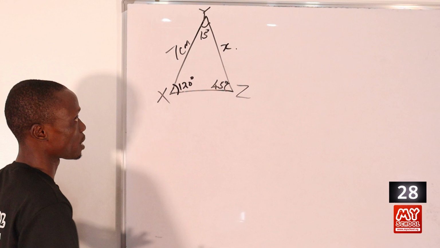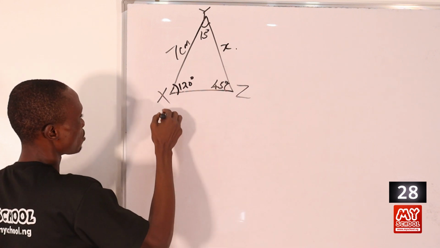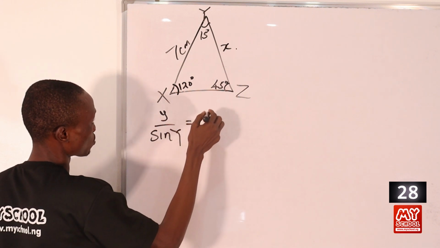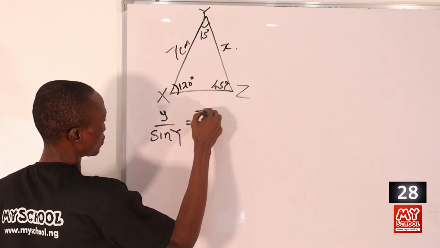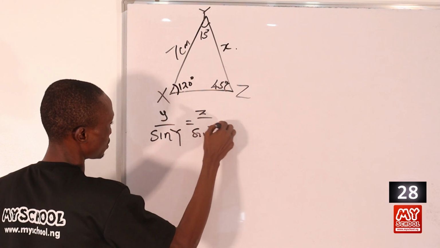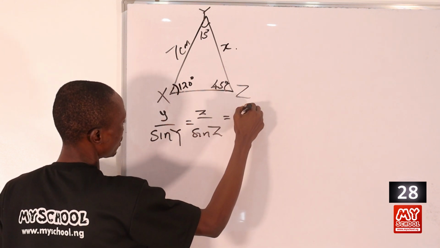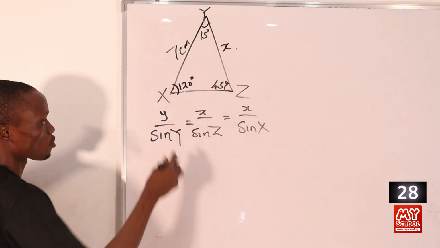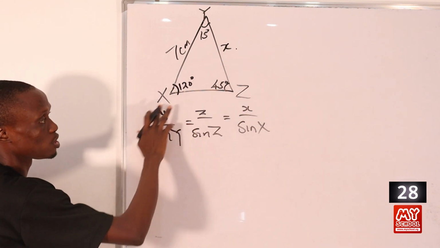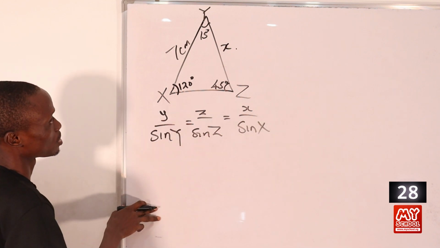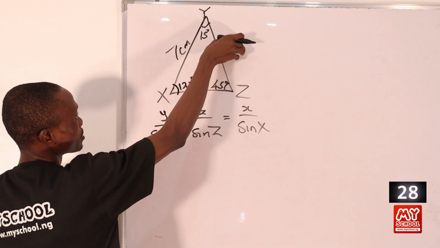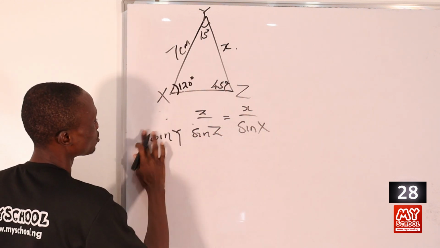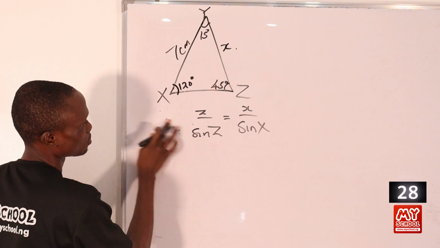So here we just apply sine rule. Sine rule is y all over sine y is equals to z all over sine z is equals to x all over sine x. To use sine rule, you need only 2 of these. So based on the side we are looking for, we need x and we already know z. That means we are going to be using x and z, so we don't need this first part.